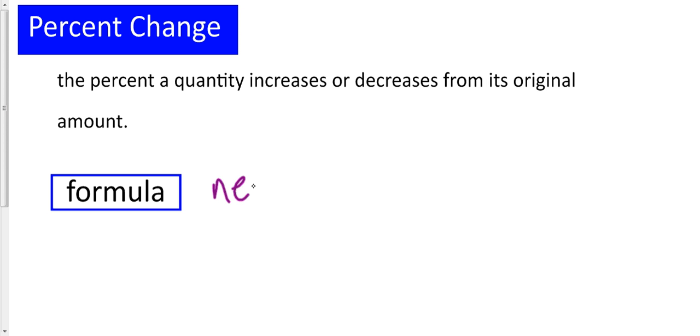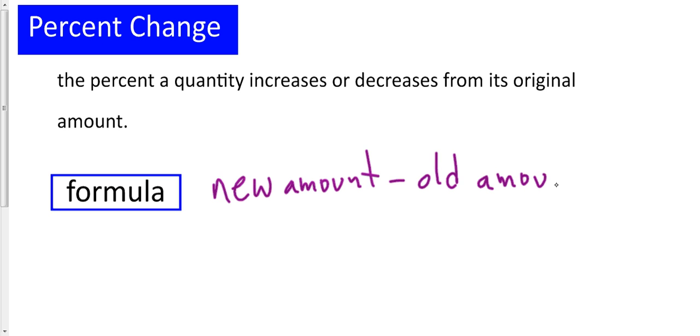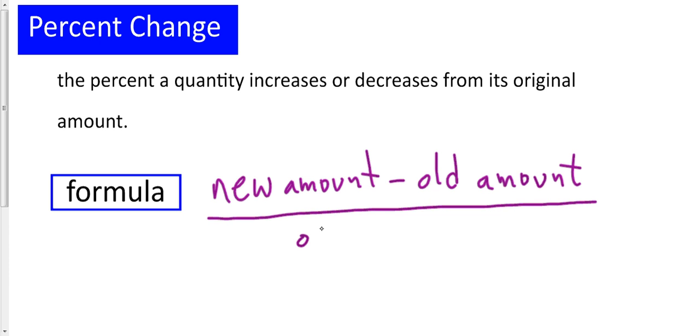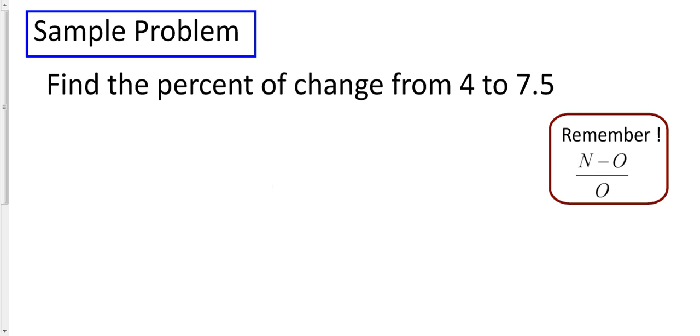we take the new amount that we have, we subtract the old amount from it. This is the change part. So we're seeing how much does it change, and we divide everything by what we start with, which was the original or the old amount. So let's look at an example here.